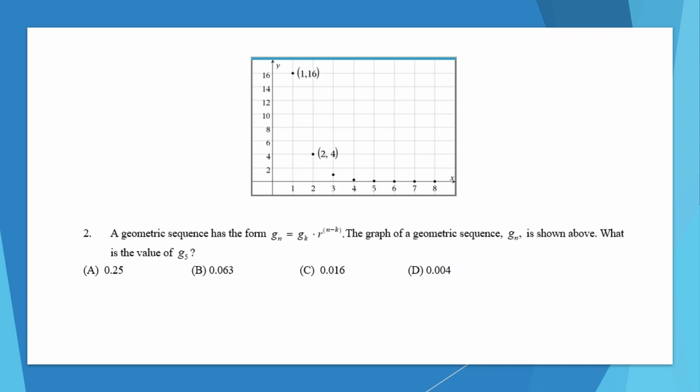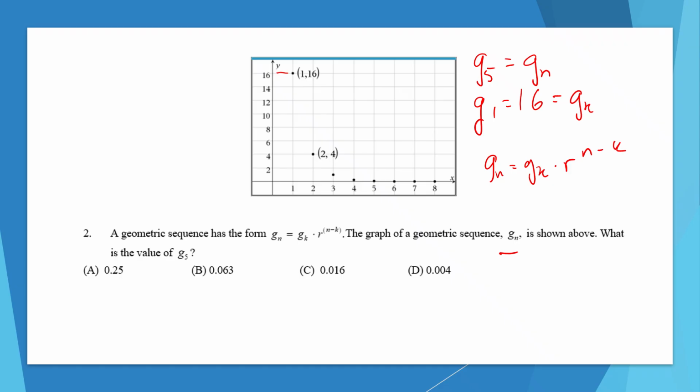All right, number 2, a geometric sequence has the form g of n equals g of k times r to the power of n minus k. We're shown a graph of this. What is the value of g of 5? So here we are looking for g of 5, and we can use either one of these two terms. Let's use g of 1, which we know is 16, and this is going to be our g of k. g of 5 will be set as our g of n, and then we want to find our common ratio, but we can kind of figure that out with this.